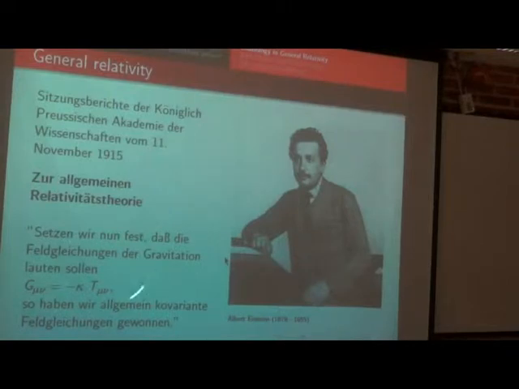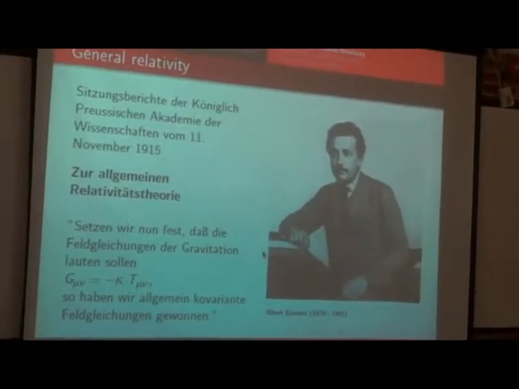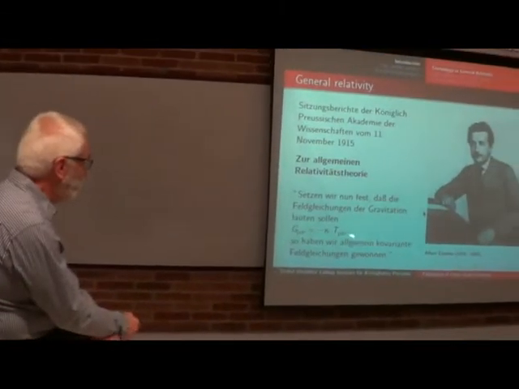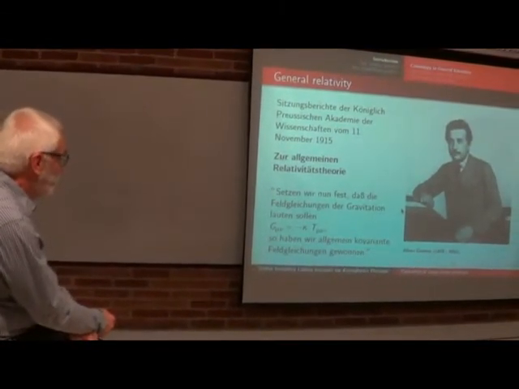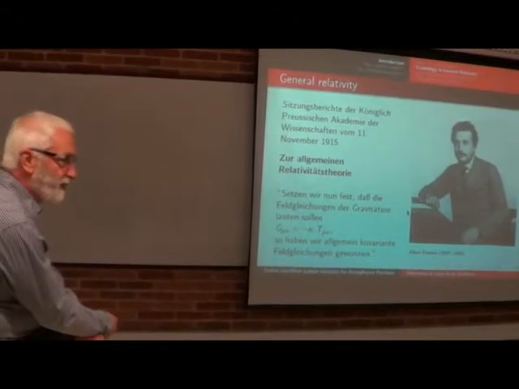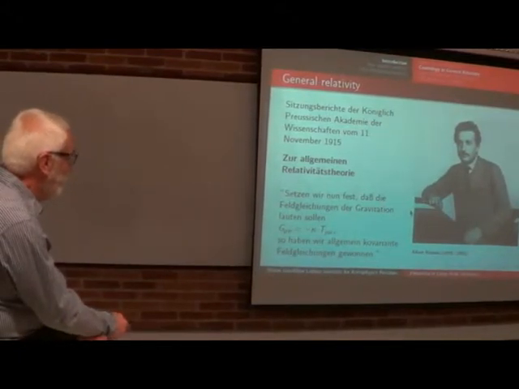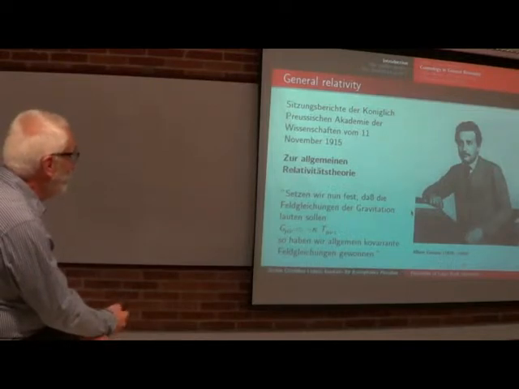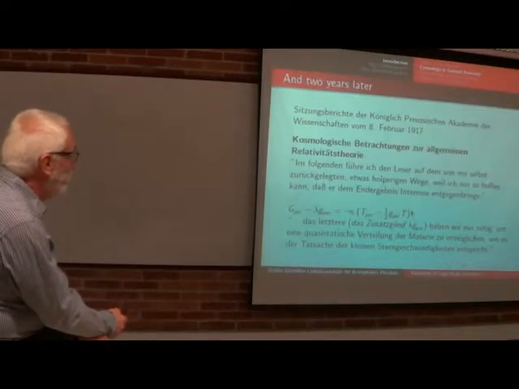This is the sentence how Einstein explained, in German. German was the language of science at this time. That is how to explain gravity. So he basically says, now we say that the field equations of gravitation should be in this form. On the left-hand side is the Einstein tensor, on the right-hand side is the matter tensor. And then we have covariant equations of state.